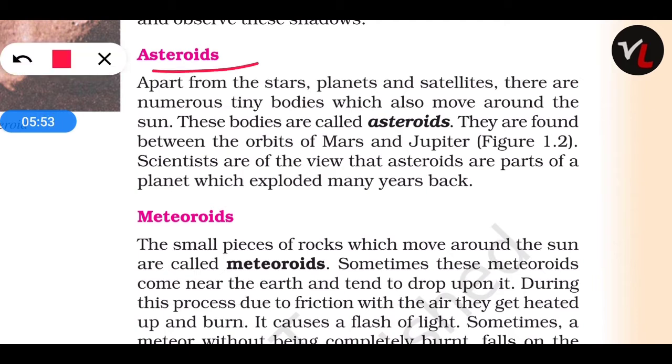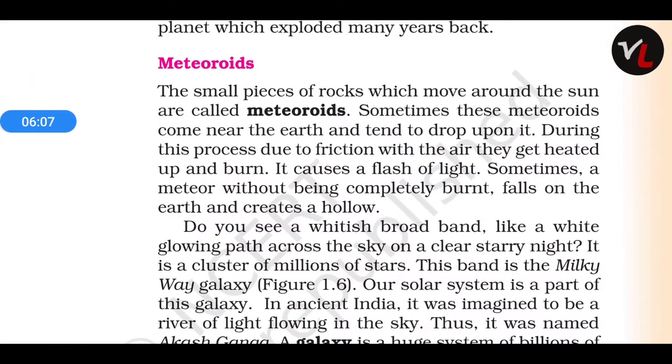These are tiny particles apart from stars, planets and satellites that move around the sun. So they are called asteroids. So what are meteoroids? The small pieces of rocks that move around the sun are called meteoroids.